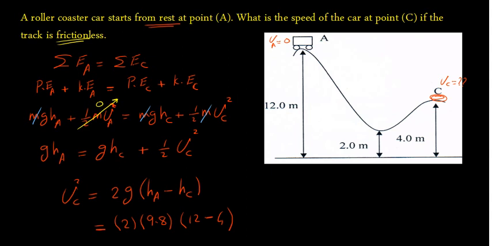Now we simply take the square root for the velocity at position C, and we work it out. Let me work it out quickly. Right, it looks like it's going to be 12.5 meters per second. That will be the velocity of this car at position C when it reaches this little up curvy hill on top of the roller coaster track.